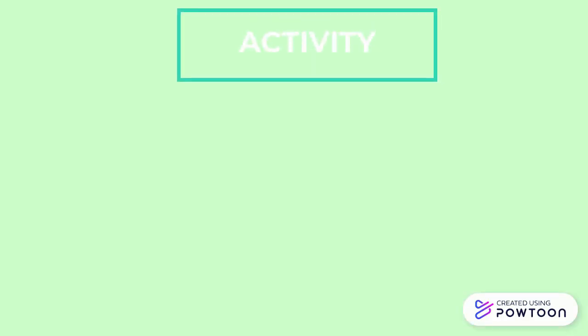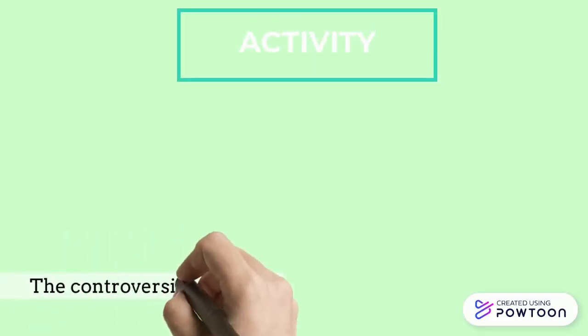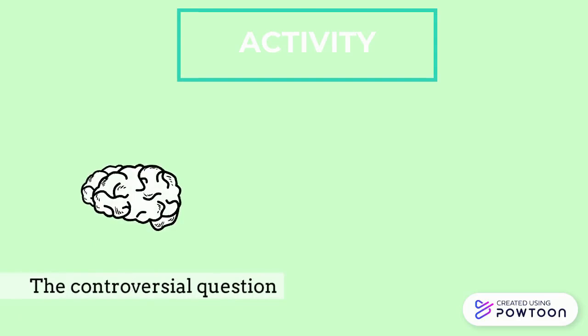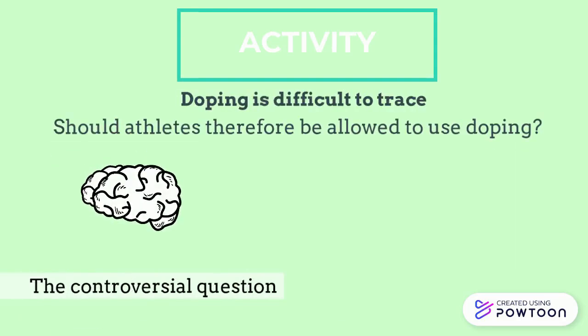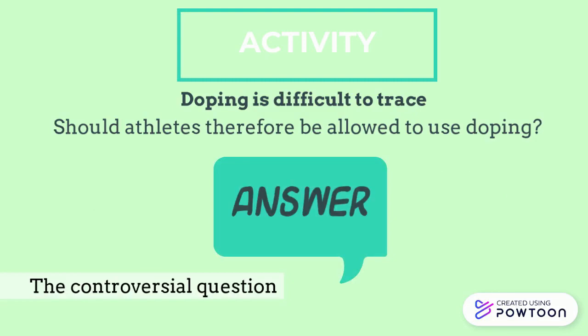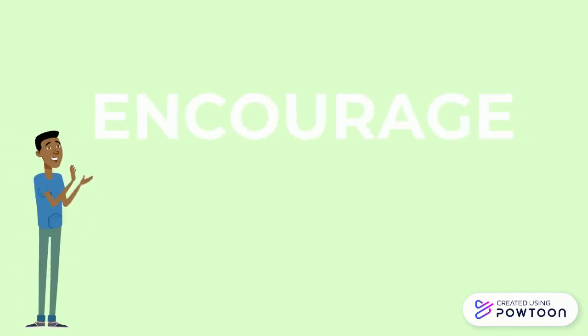A nice example of activity is a controversial question. Students think about the answer for a controversial question as the one that you can see on the screen, and they write down their ideas for discussing them in groups. After discussing in groups for 5 minutes, one member of the group is asked to give an answer. So please always remember to encourage output.